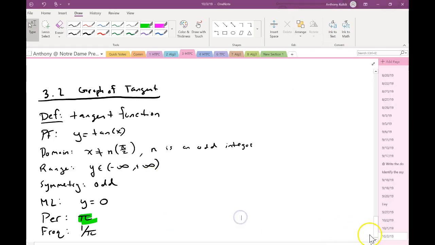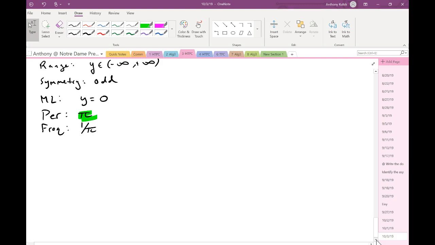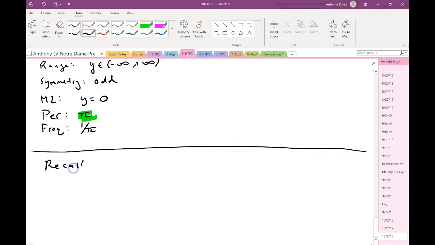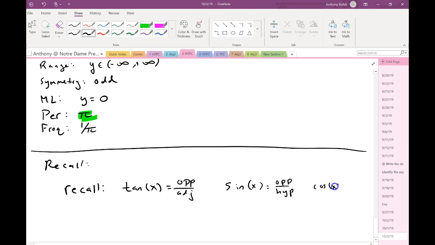So the question becomes, how should I think about tangent? Well, if you guys recall from our naive right triangle definitions, tangent is opposite over adjacent, right? Sine is opposite over hypotenuse. And cosine is adjacent over hypotenuse.